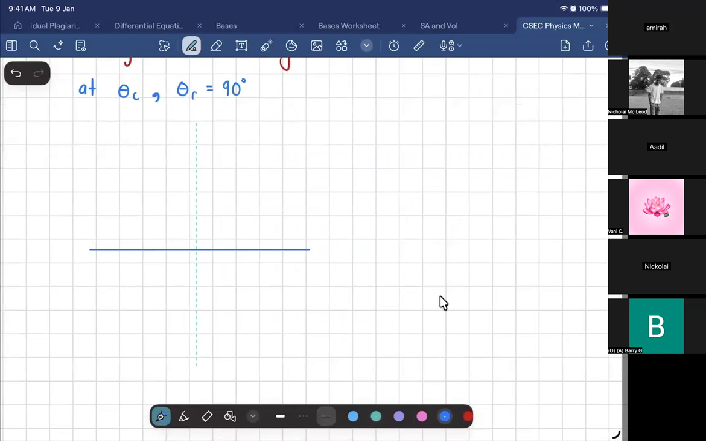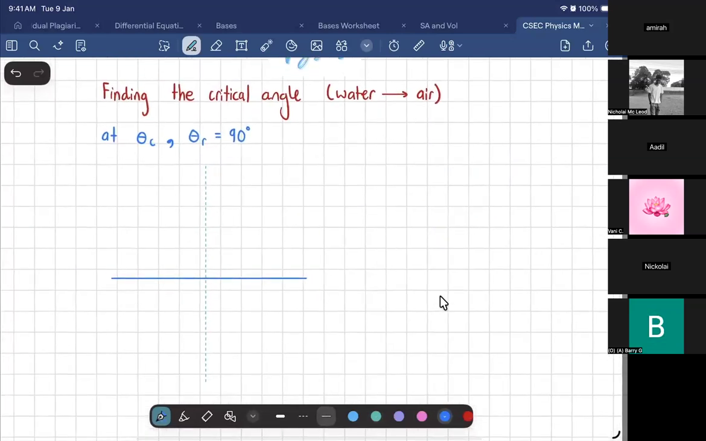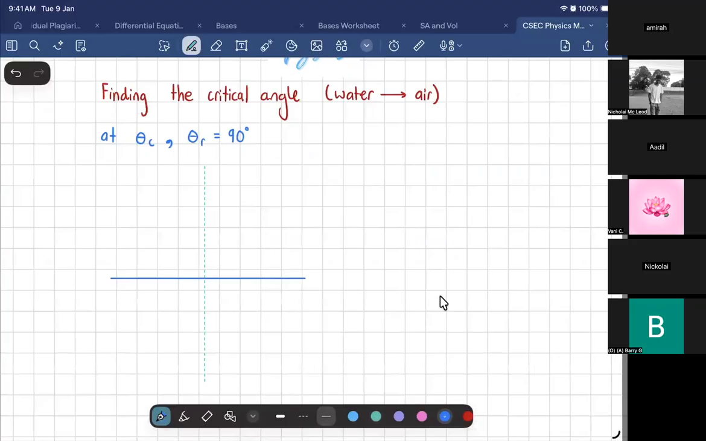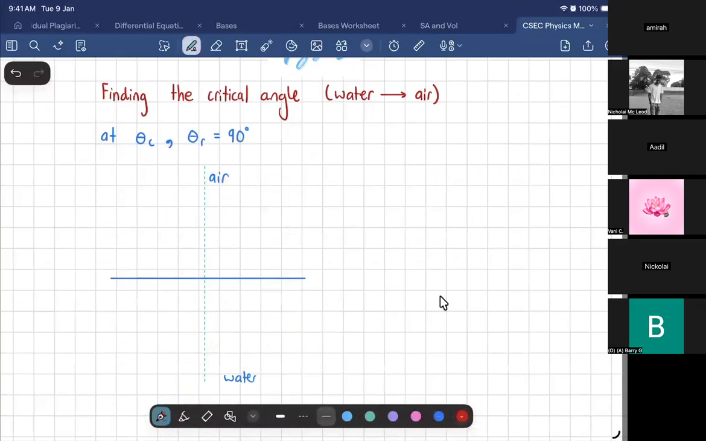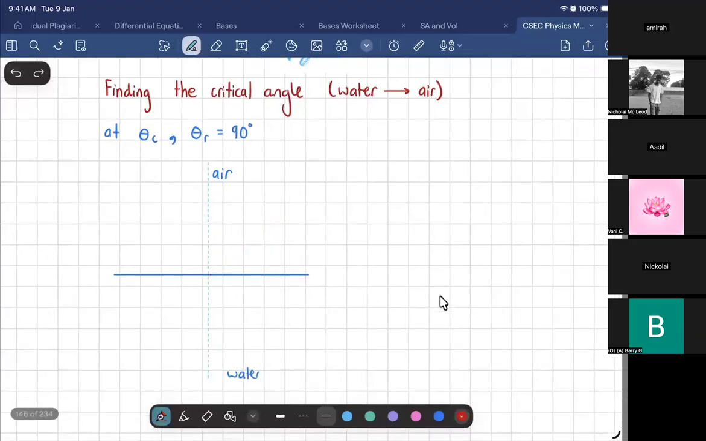So, guys, I'm just going to draw a little example here. We're going to call this water, and this is going to be air. So everything over here is air, everything over here is water. I want somebody to tell me what would I call this ray? The refracted ray. All right, big up you.